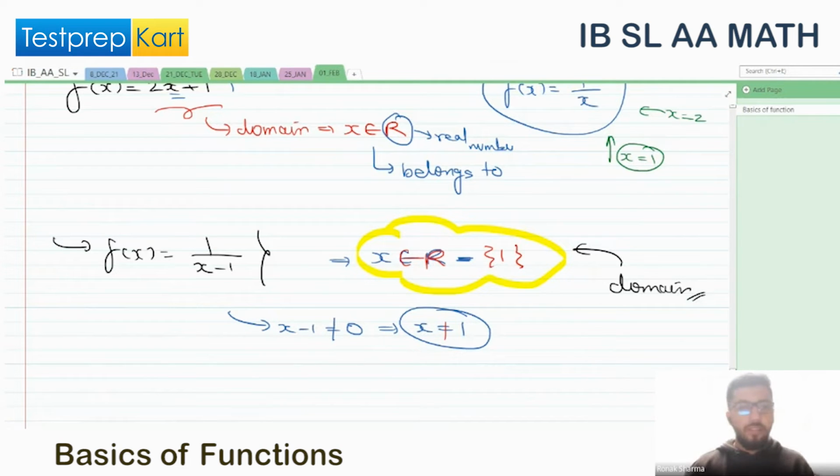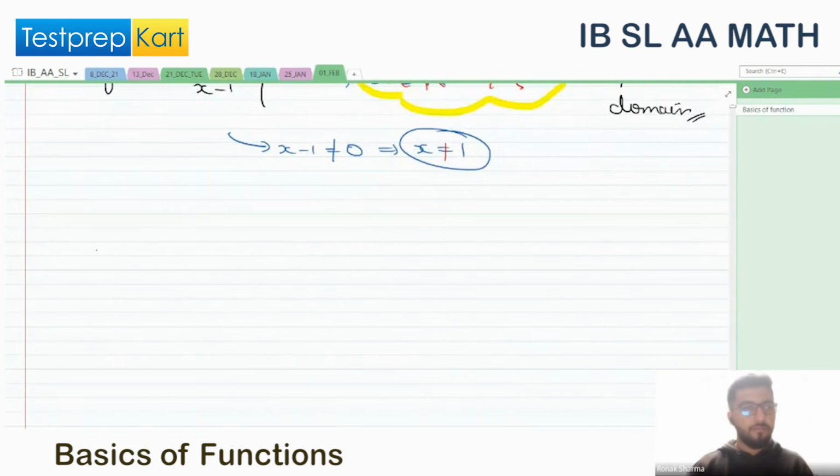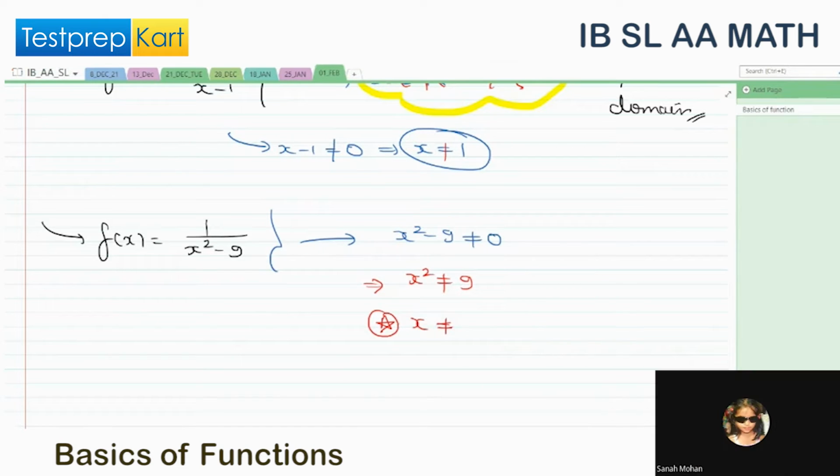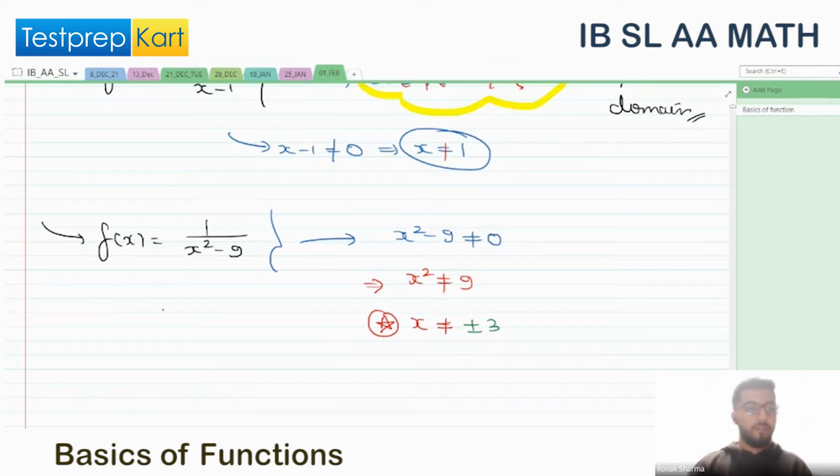Now, if I give you, let's say, 1/(x square minus 9). Now, I know that x can take any value, but x square minus 9 should not be 0, right? That means x square should not be 9. That means x should not be what? Plus minus 3. So domain will be given by what? x can take all real values, but it cannot take 3 and -3.